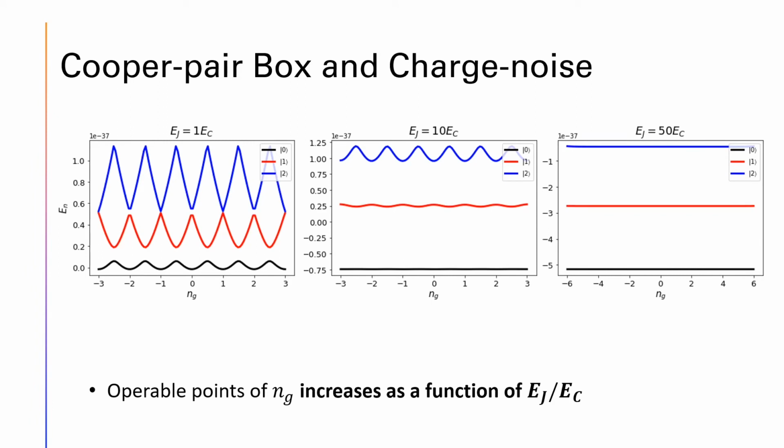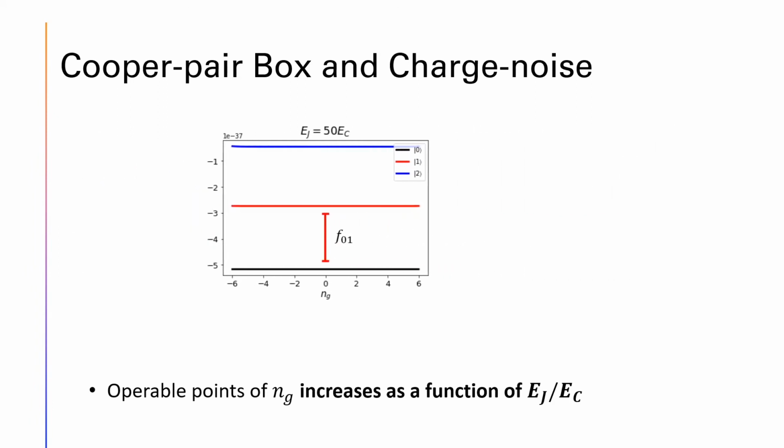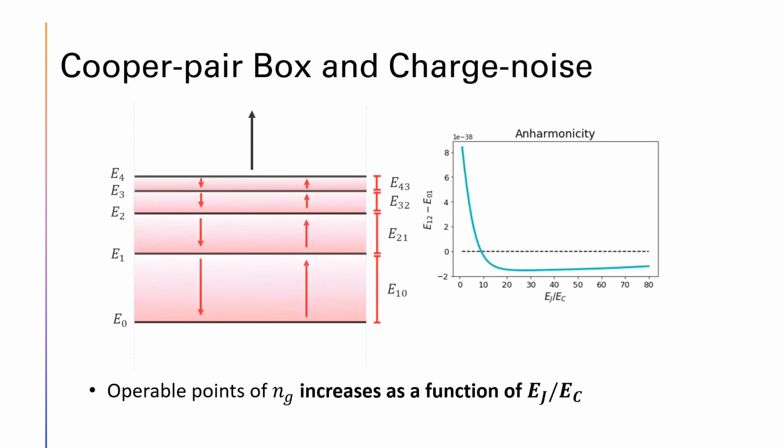Entering the transmon regime, we can see that every excess charge value can be operable with minimal error in the computation of the fundamental frequency. Additionally, we can see that the transmon remains anharmonic, meaning that the spacing between the energy levels is still distinct.